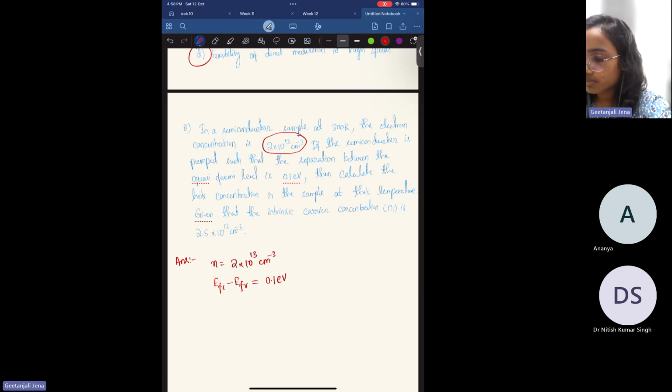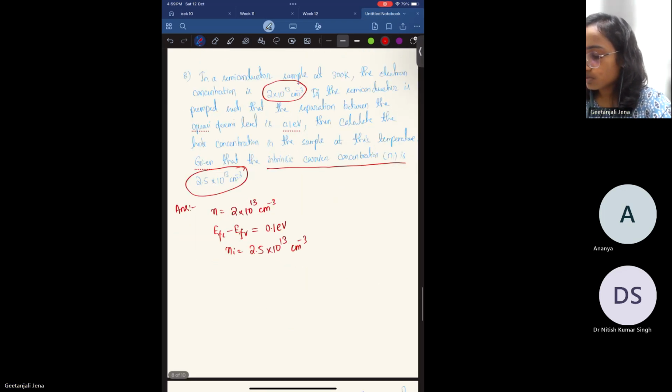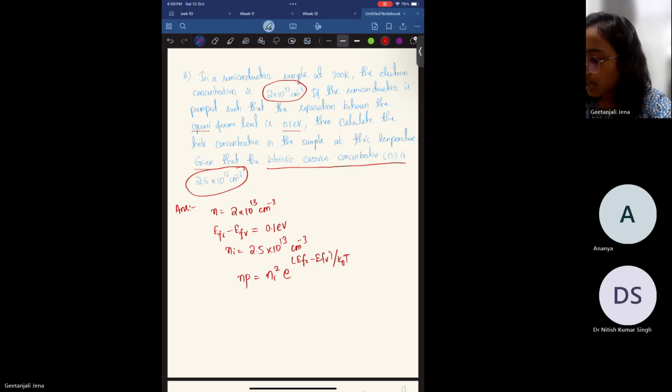Then it asks to calculate the hole concentration in the sample at this temperature. It is also given the intrinsic carrier concentration Ni, which is 2.5 into 10 to the 13 per centimeter cube. So this is a direct equation based problem. Np equals Ni square times e to the power EFC minus EFV divided by KBT. And you need KBT; if you recall, KBT at 300 Kelvin is 25 milli electron volt, that is 0.025 electron volt.